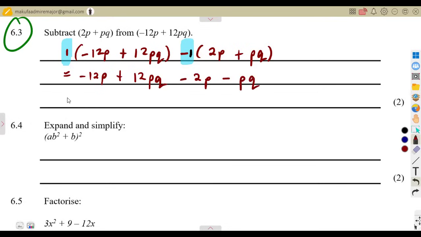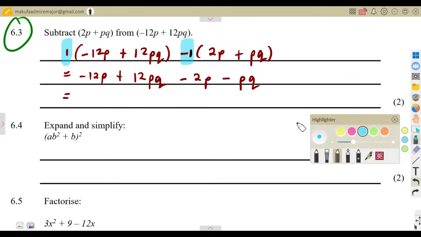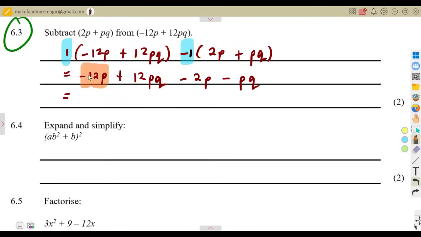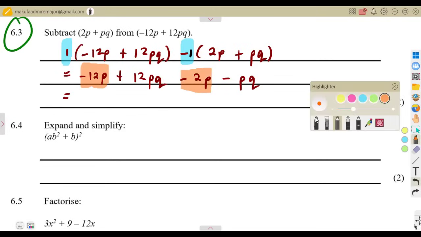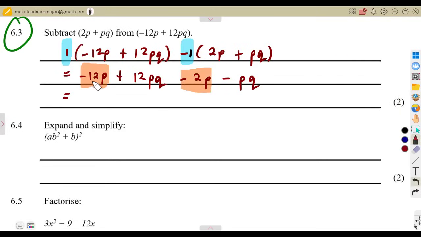So if we were to collect the like terms, the part of p together, you're going to see that these here are the like terms, the minus 12p and the minus 2p that we are seeing there. So if we subtract these, minus 12, minus 2, that's minus 14. So it was going to be minus 14p.